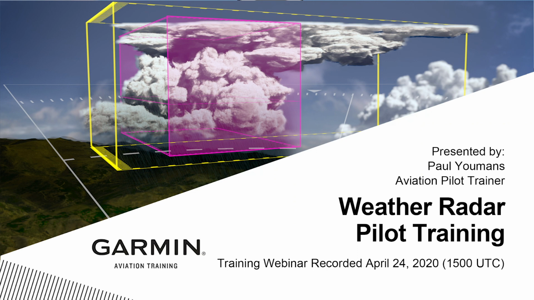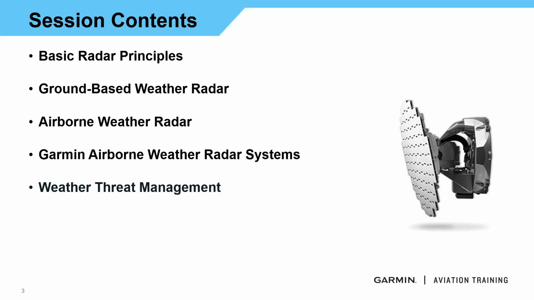So we're going to jump into the session topics today, and that is basic radar principles. We want to make sure everyone has a platform to start with. Operating airborne weather radar is definitely different than looking at ground-based weather radar, so we're going to look at the differences between the two. NEXRAD in the United States; if you're anywhere else, we're just going to call that ground-based weather radar.